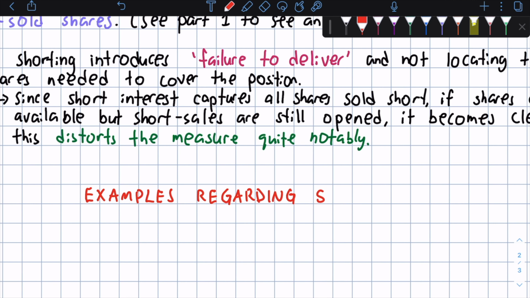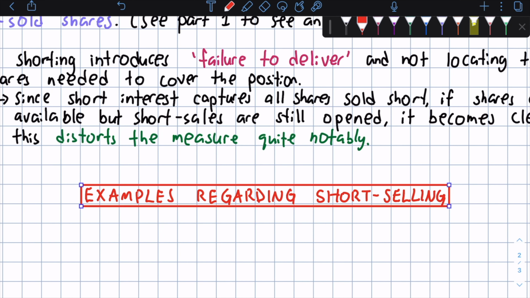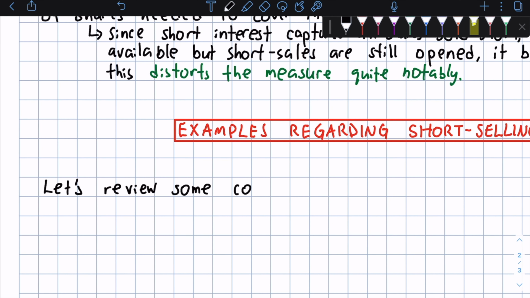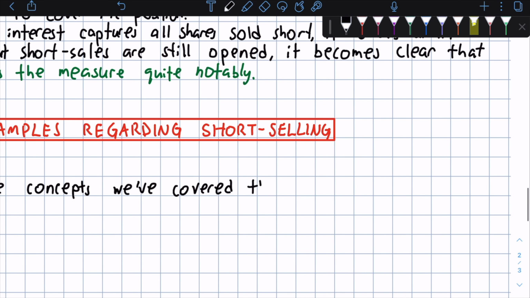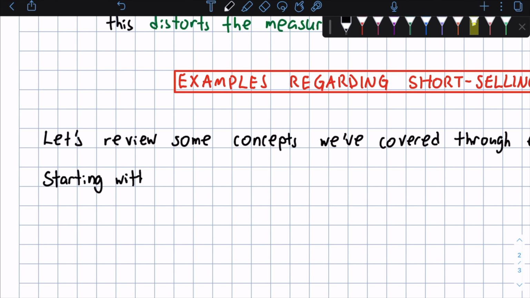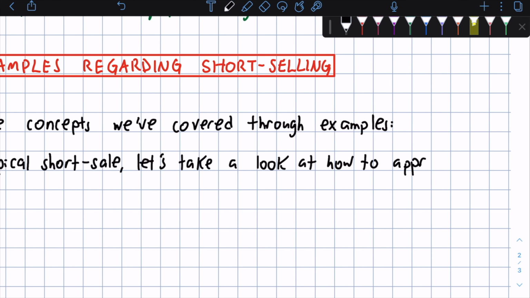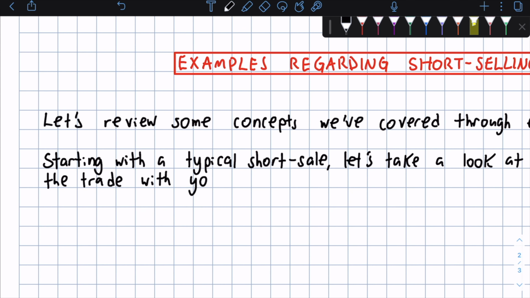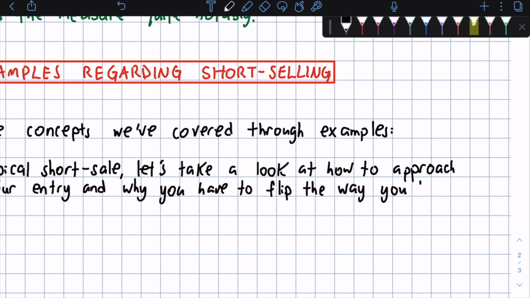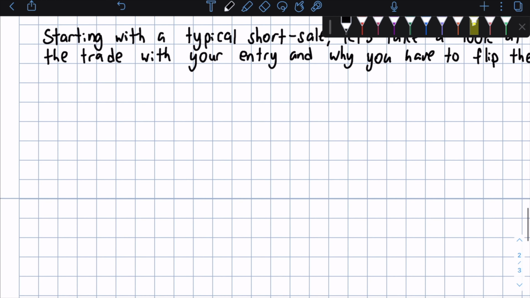So to solidify some of these ideas, let's take a look at some examples regarding short selling and some of the things we've covered in the past 2 videos. Let's cover some of the topics and concepts through examples. It's the easiest way to understand these kinds of things. So we'll start with a typical short sale, and we'll take a look at how to approach the trade with your entry and why you have to flip exactly the way you think, and how it's the opposite of a long position.